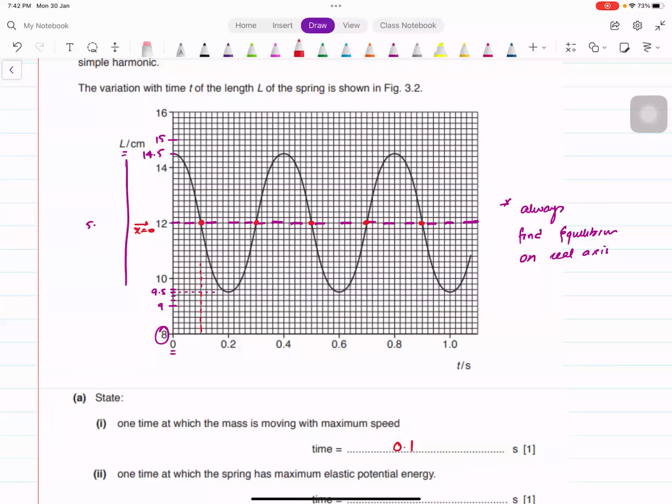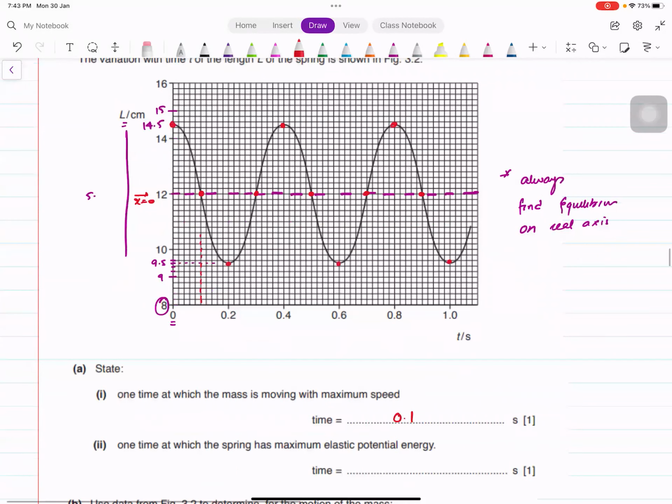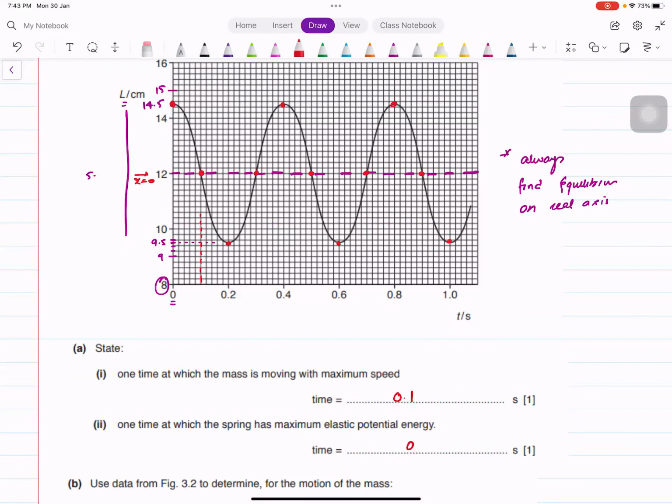Alright, now so then it says one time with the maximum elastic potential. Obviously the elastic potential energy will be maximum when the displacement is maximum. So it is here, here, here, here. So you could take 0, write 0. Is that clear? Any questions, let me know. You can write other times as well if you want to. It's fine because they're not asking for any particular one.